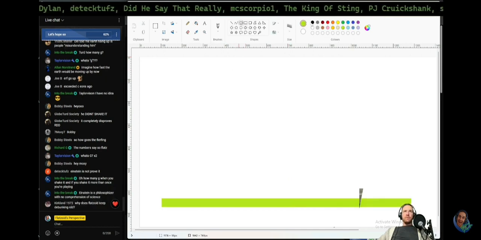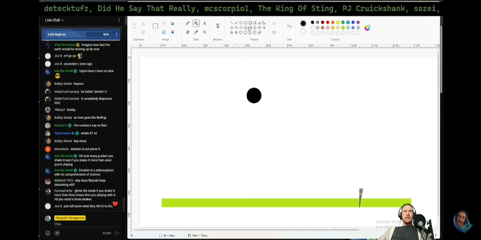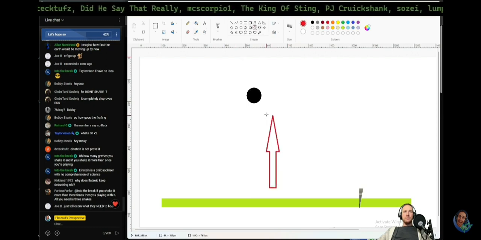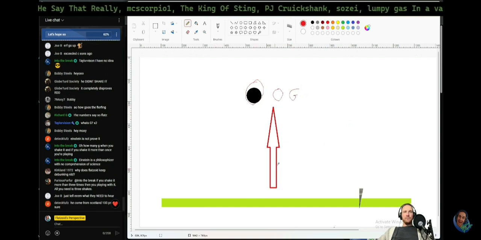Let's have a bowling ball for this. This bowling ball was picked up. Okay? He claims the Earth is moving at a constant speed towards that bowling ball. So as soon as you let it go, that bowling ball is at 0G. That means it has no force. The Earth is rising up at 9.8 meters per second.